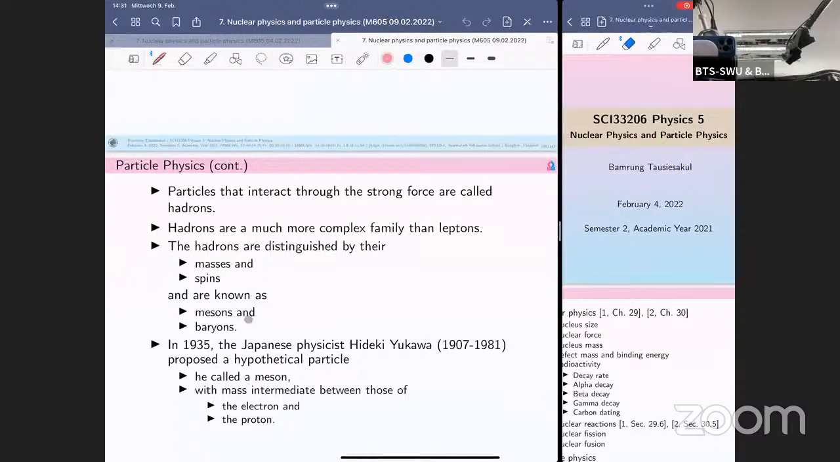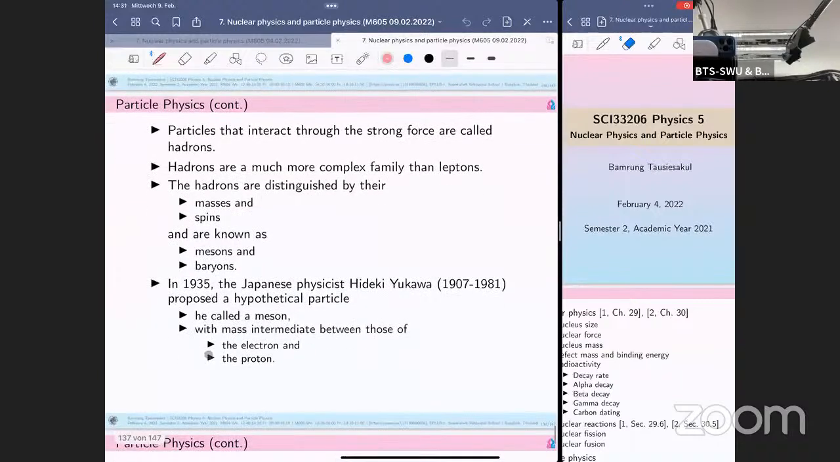Hadrons are much more complicated than leptons, and hadrons can be distinguished by masses and spins. Hadrons can be classified into mesons and baryons. If the spin number is an integer, it is a meson. If it has a fractional number, it is going to be a baryon.